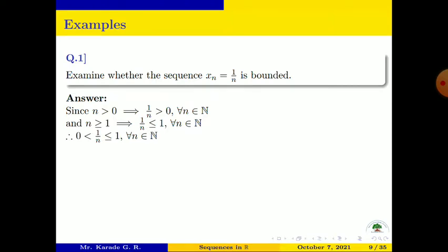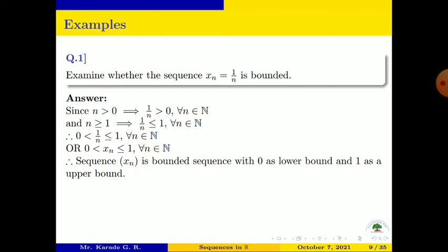Therefore 1 upon n is strictly greater than 0 and 1 upon n is less or equal to 1. It is true for all n belongs to N. Or we can say that 1 upon n is nothing but the nth term of that sequence xn. So xn is strictly greater than 0 and less or equal to 1 for all n belongs to N. Therefore our final conclusion is the sequence xn is a bounded sequence with 0 as a lower bound and 1 as an upper bound. Okay, therefore the given sequence xn is equal to 1 upon n is a bounded sequence.